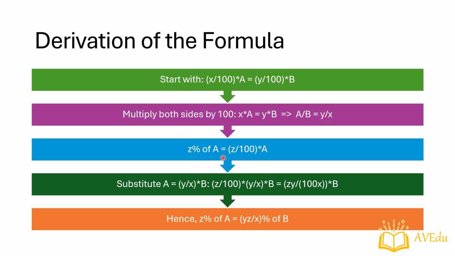So z percentage of A, which means z over 100 times A. And from here, we know A equals y over x times B. So when we substitute A equals y over x times B in our expression, what we get is z over 100 times y over x times B. That is z times y divided by 100 times x, multiplied by B. So in other terms, z percentage of A equals yz over x percentage of B.